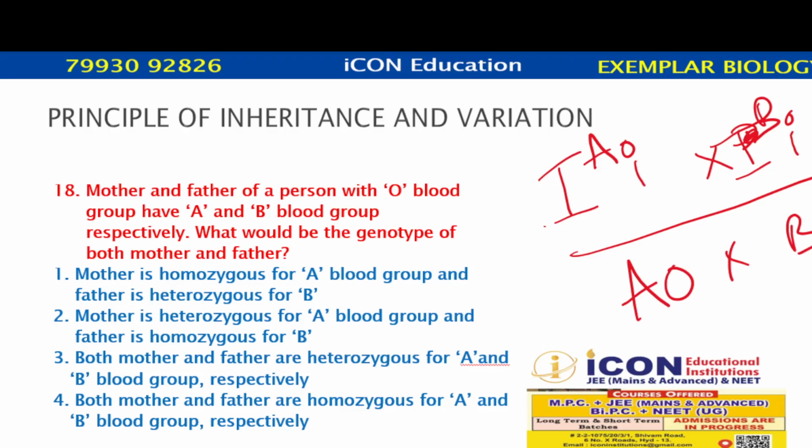So, where do we find that answer? Mother is homozygous for A blood group, father is heterozygous for B. It is given in the first option. Mother is heterozygous for A blood group and father is homozygous. This is given in the second option. Both mother and father are heterozygous for A and B blood group respectively. This is our answer.